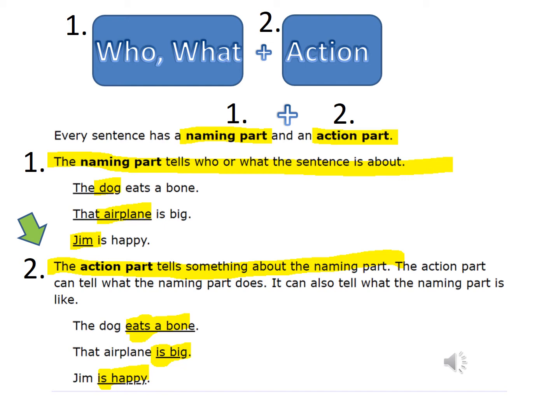So let's look at our 3 examples. We are going to focus on the second part of the sentence. Eats a bone, is big, is happy. So those are the second part of a sentence. And when you put the first part and the second part together, then and only then do you have a complete sentence. The dog eats a bone. That airplane is big. Jim is happy. Those are the complete sentences made up of the 2 parts.